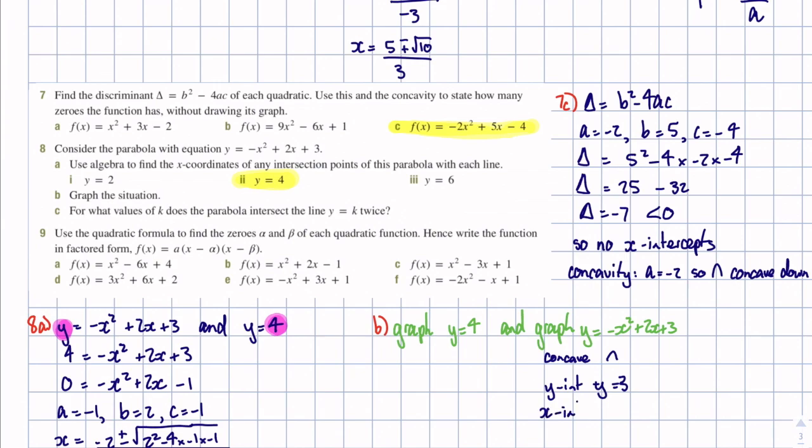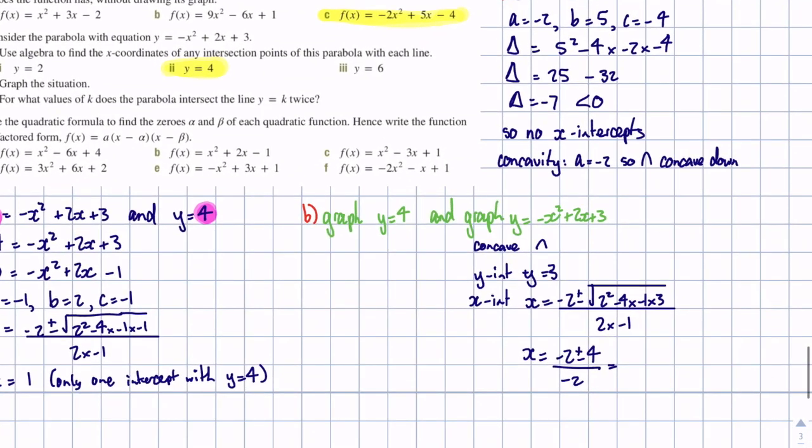The x-intercepts, x equals minus 2 plus minus the square root of 2 squared take 4 times negative 1 times 3 all over 2 times negative 1. So x equals, that ends up as 4 plus 12, which is 16. So I've got minus 2 plus minus 4 over minus 2. So negative 2 plus 4 is positive 2 over negative 2 is minus 1. And negative 2 take 4, which is negative 6 over negative 2 is positive 3.